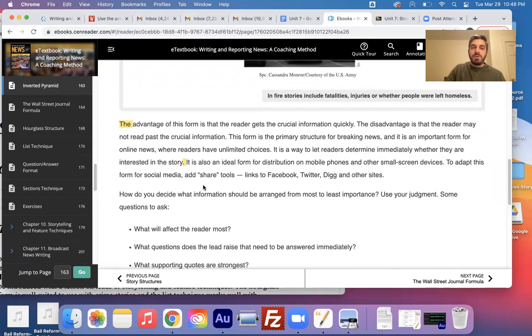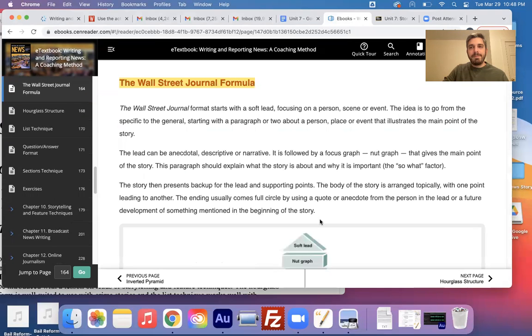The advantage of this form is that the reader gets the crucial information quickly. The disadvantage is that the reader may not read past the crucial information. This form is the primary structure for breaking news. It's an important form for online news. It is a way to let readers determine immediately whether they're interested in the story.